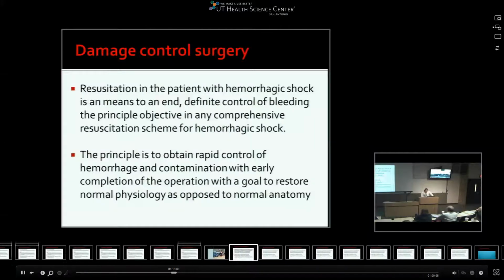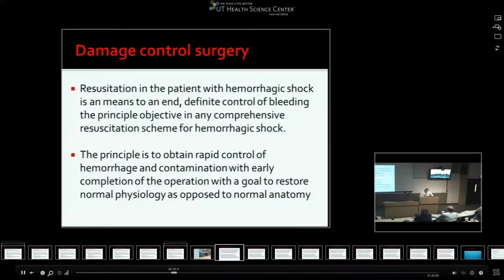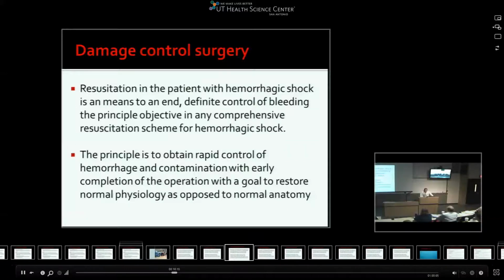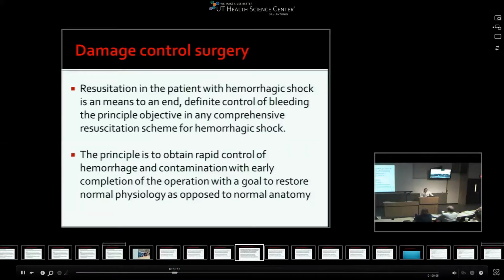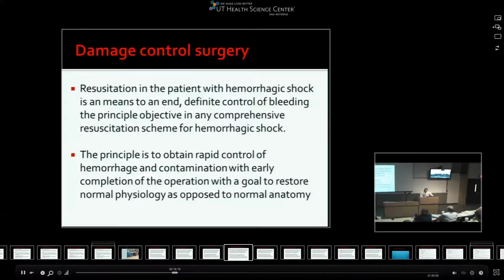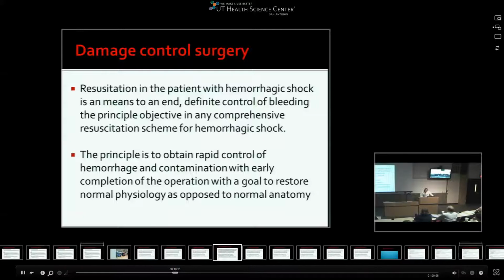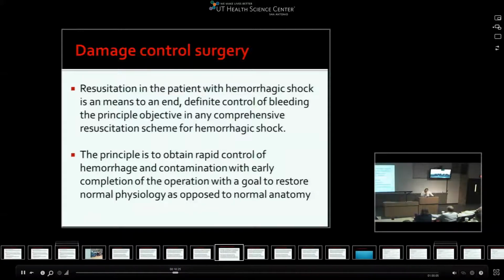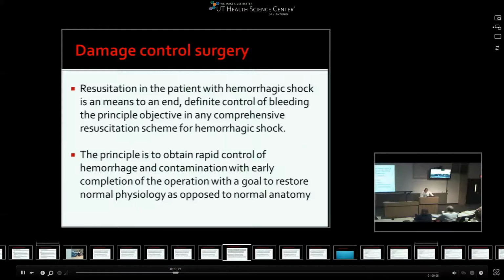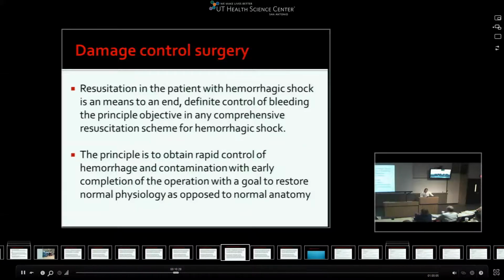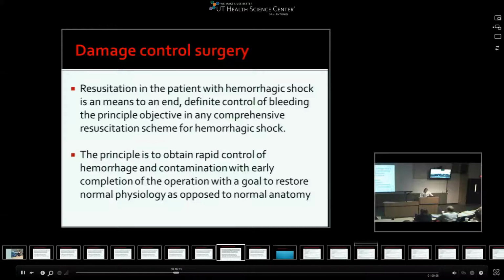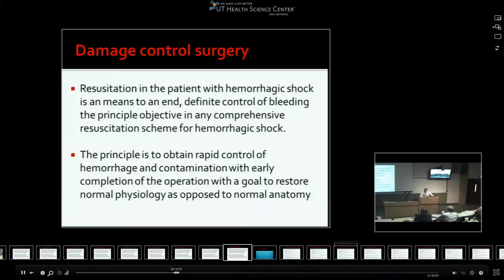Damage control surgery is still an important part of damage control resuscitation, because the resuscitation in a patient with hemorrhagic shock is only a means to an end, and definitive control of bleeding is a principal objective in any comprehensive resuscitation scheme for hemorrhagic shock. The principle for damage control surgery is to obtain rapid control of hemorrhage and contamination with early completion of the operation, with a goal to restore normal physiology as opposed to normal anatomy.